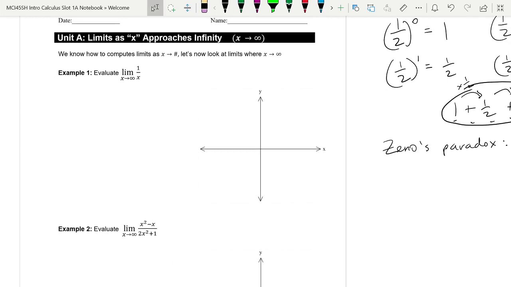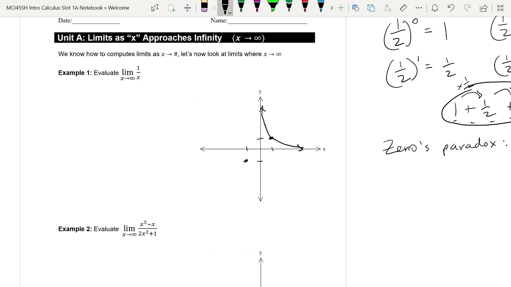So the first one is evaluate 1 over x as x tends to infinity. Now remember what a 1 over x graph looks like. It goes through 1, 1, and it goes through -1, -1. There's some symmetry to the way those two sides of the graph behave, but they look quite different. If you start plugging in 1/2, you get 2. If you plug in 1/3, you get 3. If you plug in 1/4, you get 4. So you get this arm that does that.